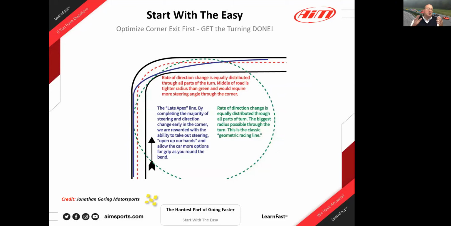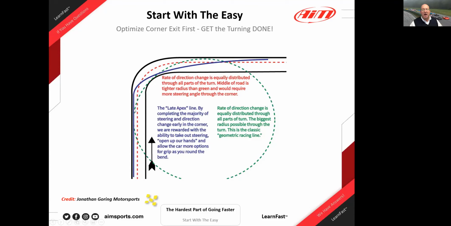But let's start with the easy. Instead of the hardest thing, let's start with the easy. We optimize the corner exit first. Get the turning done. So many drivers put the cart before the horse. They go to power before the car is pointed in the right direction. They might get to the midpoint of the corner or just early in the corner, and they go to power, and that's just going to cause the car to understeer, take weight off the front tires, and go right off the outside.